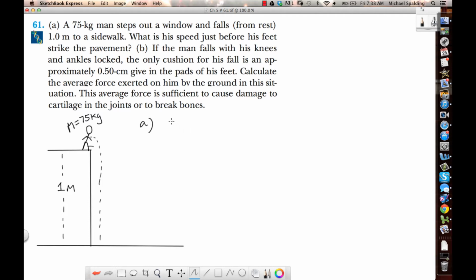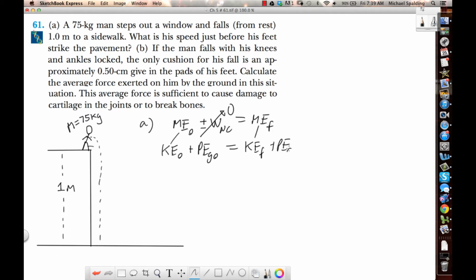But if you want to show this chapter 5 style, you go, okay, mechanical initial plus or minus work non-conservative equals mechanical energy final. There is no non-conservative for that first part, okay? And then how many types of mechanical energy are there? 3. I'm just going to leave spring off because there's no spring here. So this becomes kinetic initial plus potential of gravity initial, and then this is kinetic final plus potential of gravity final.